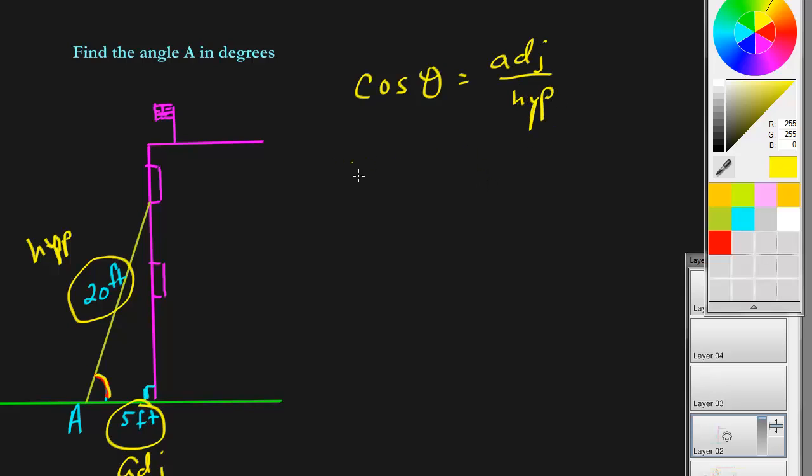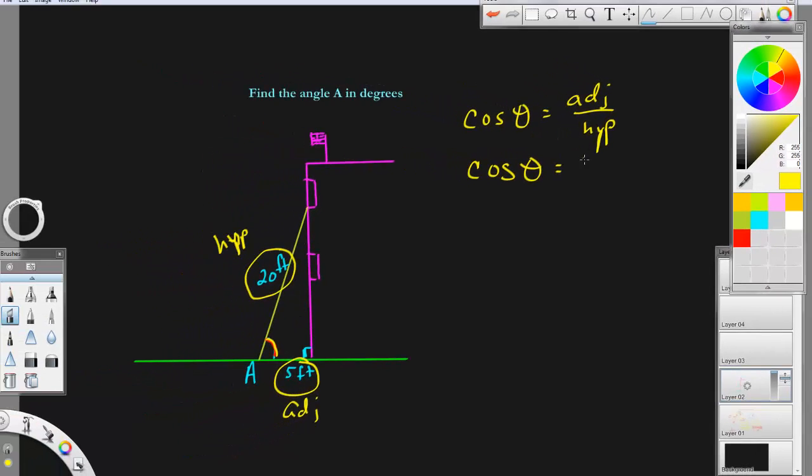So we'll plug in what we know this time. Well, this time we don't know the angle, so we'll call that theta, but we do know the two sides. So the two sides are adjacent over hypotenuse. So it's going to be 5 over 20. Now, how do you make your calculator find this angle? In other words, what does theta equal?